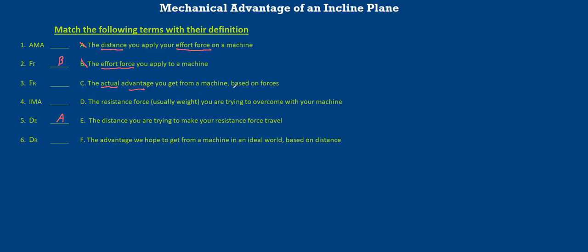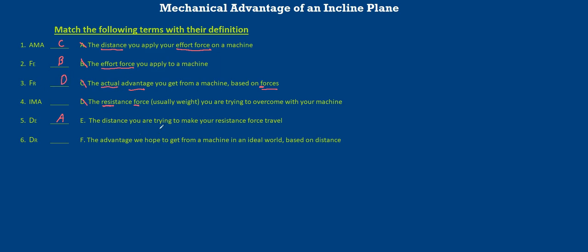C says the actual advantage you get from a machine based on forces. Well, there's two key giveaways here. We know forces, so we can look at our AMA for actual mechanical advantage, or you could say actual advantage. That's AMA, that's C. D says the resistance force, usually weight, you are trying to overcome with your machine. So the key words here are resistance, force, or force resistance. That is FR. So this is D.